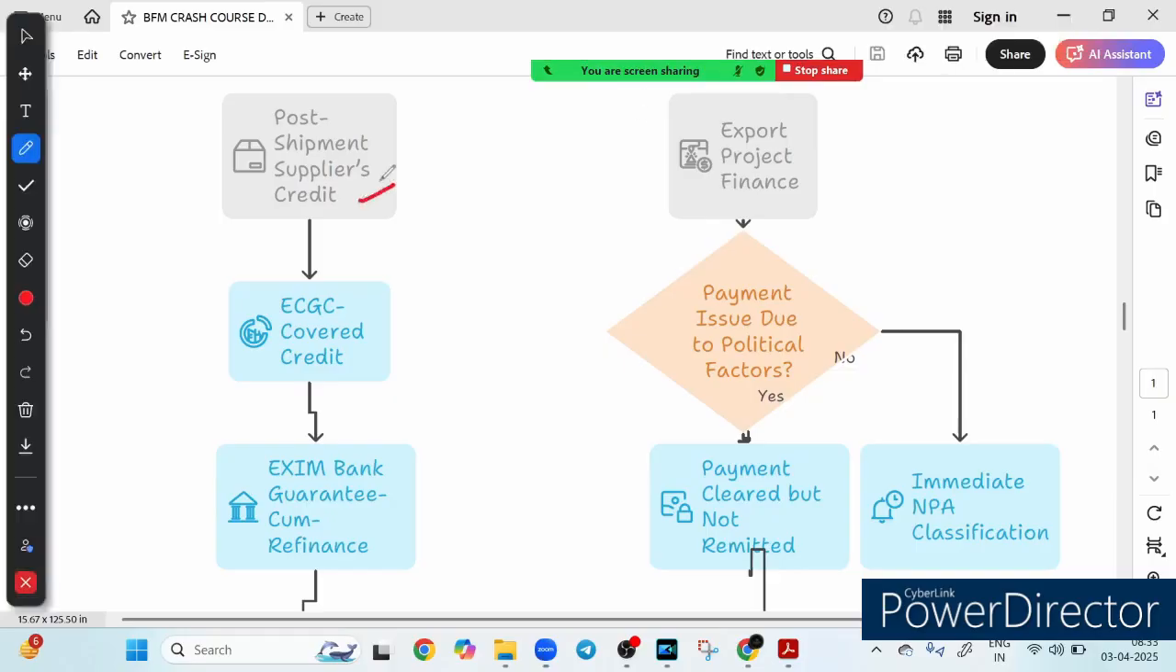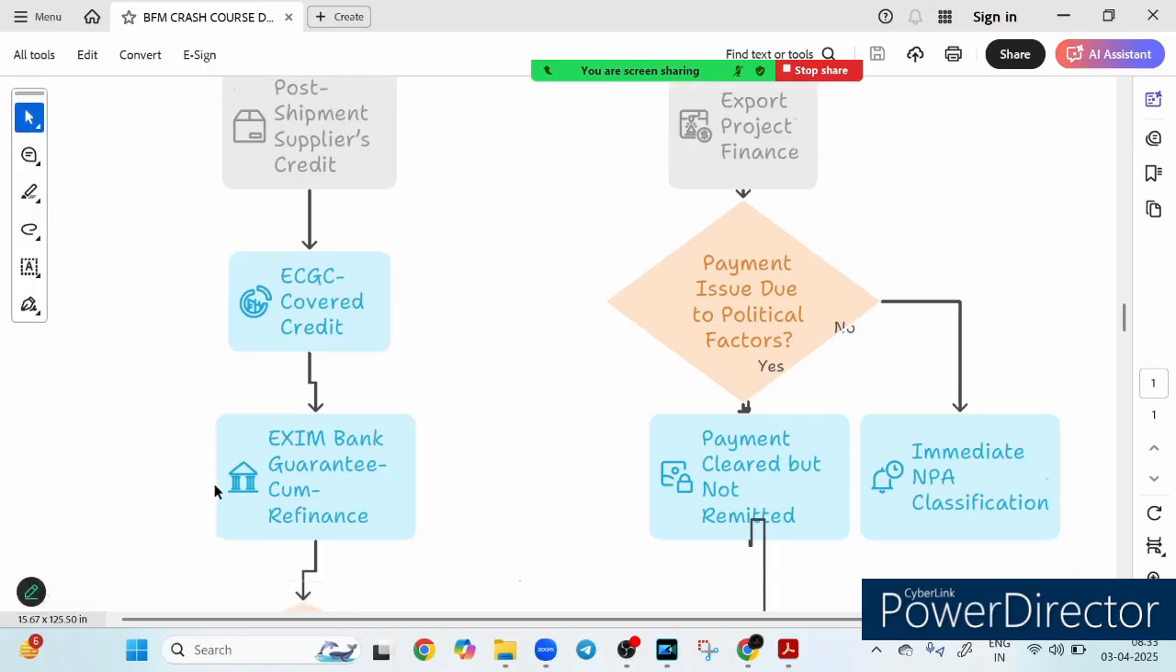This is a common credit used in international trade after the goods have been shipped but before payment is received. That is called post shipment. Yes, goods have been shipped but payment has not been received yet. In that case, the exporter takes some type of credit from the bank. So suppose it is ECGC covered credit. You know ECGC, Export Credit Guarantee Corporation of India, right? If ECGC covers the payment risk, it is crucial to determine whether the importer has defaulted or not.